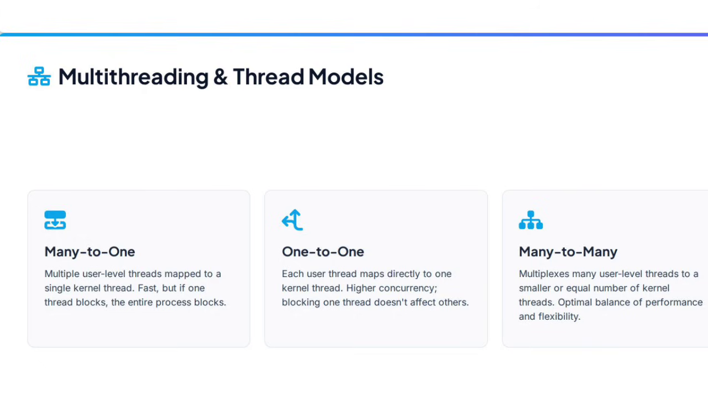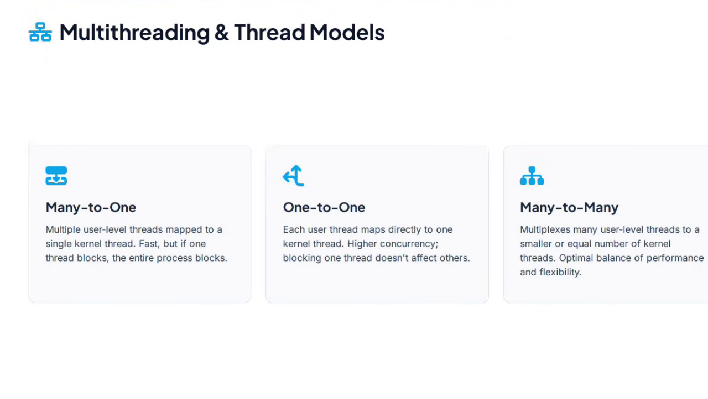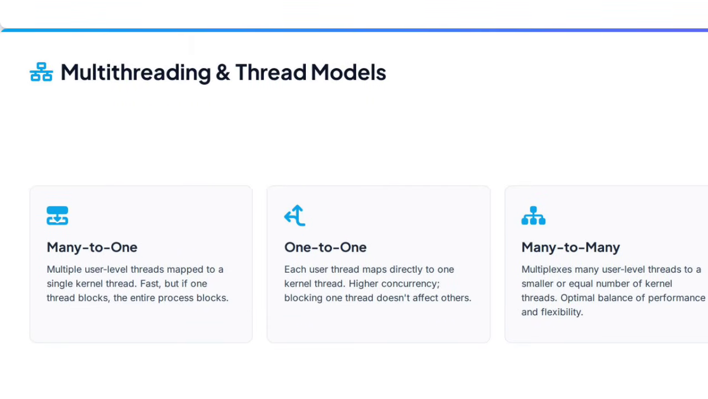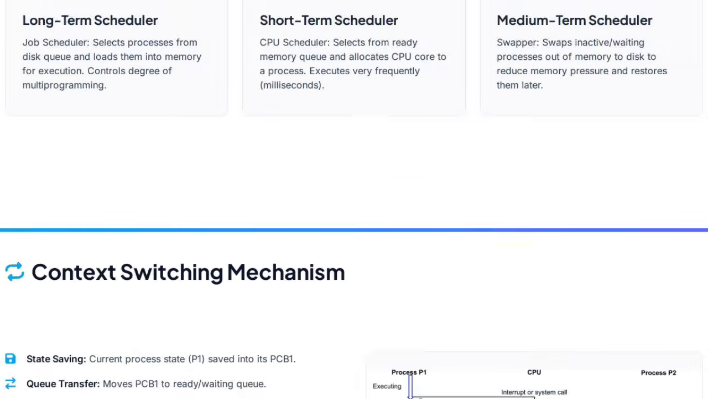A simple example: the restaurant is the process and the workers are threads. When multiple workers handle different tasks at the same time, it is similar to multithreading. So remember, multiple threads work within one process. Next, we will look at the differences between process and thread.